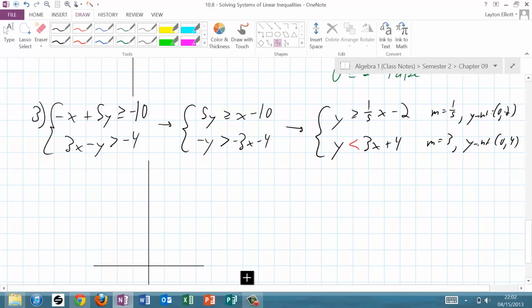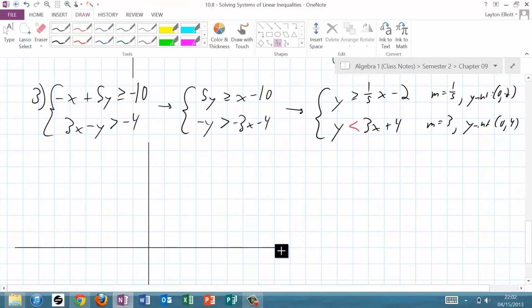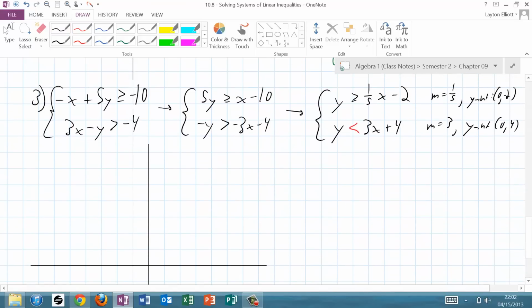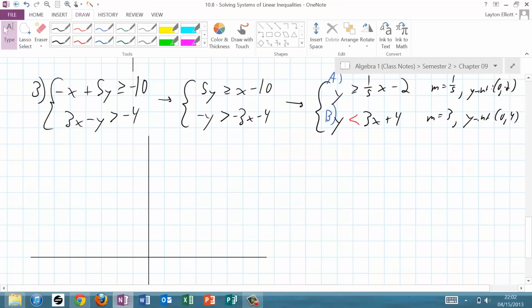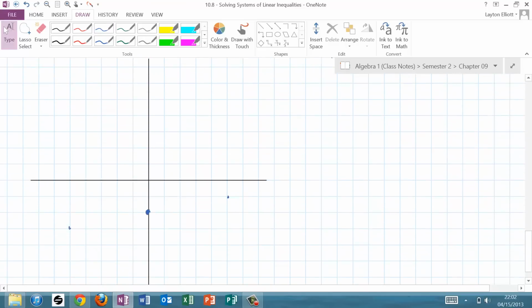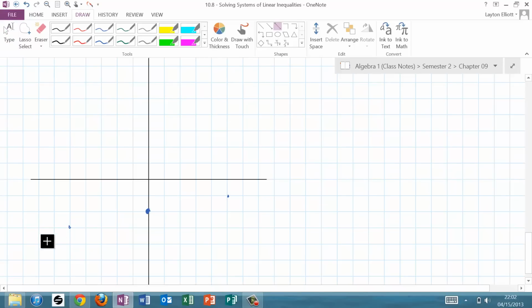Now, for this particular problem, because of the confusing nature of it, I do want you to label your lines. So I'm going to call this maybe line A and this line B, just so you don't have to rewrite them if you don't want to. But let's graph line A. Y is greater than or equal to 1/5 x minus 2 would be here. 1/5 is up 1, right 5, or down 1, left 5. I know that it's a solid line, and so I'm going to connect the solid line.